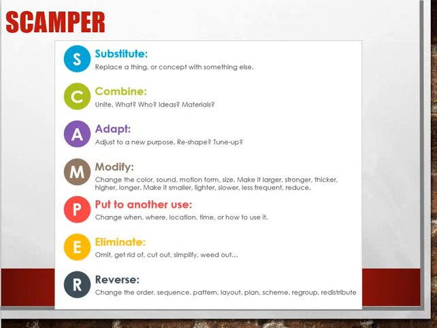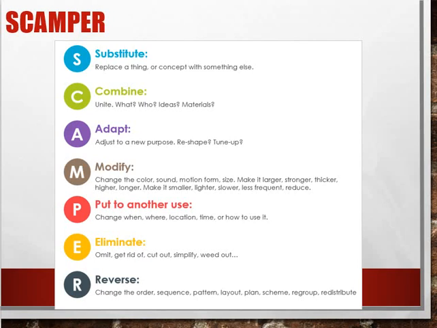Now, Scamper is an acronym, so each letter stands for something else. This technique is often used in the marketing department or the research and design department because it's about trying to come up with new ideas. So the S stands for substitute. Substitute is about replacing something.